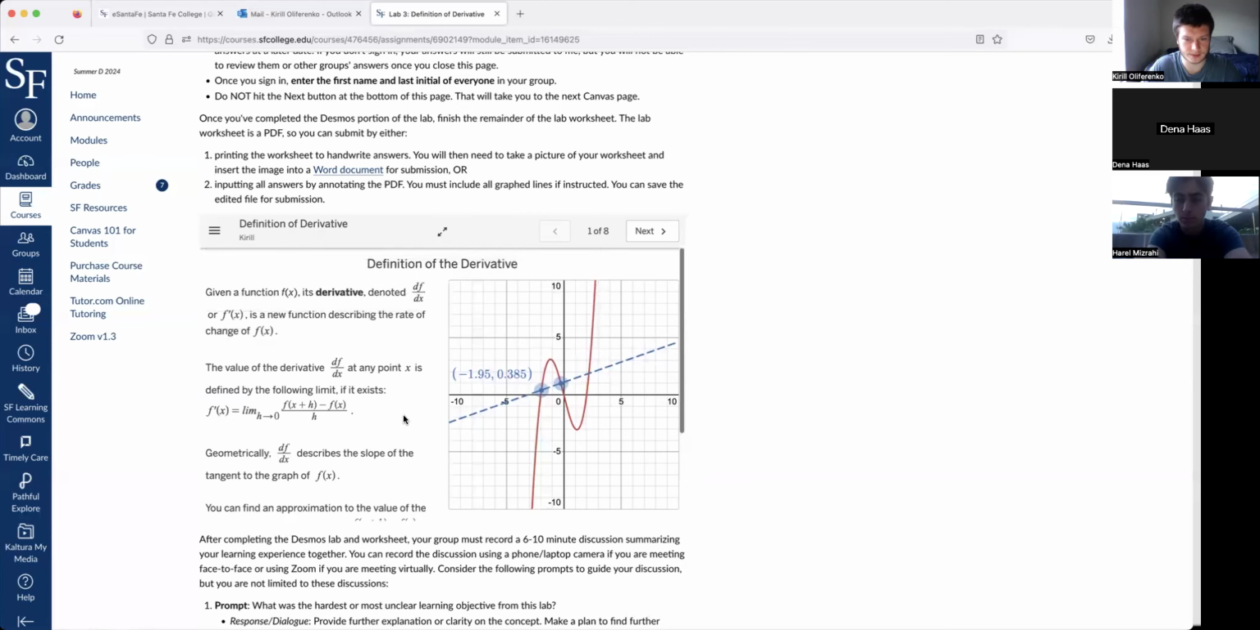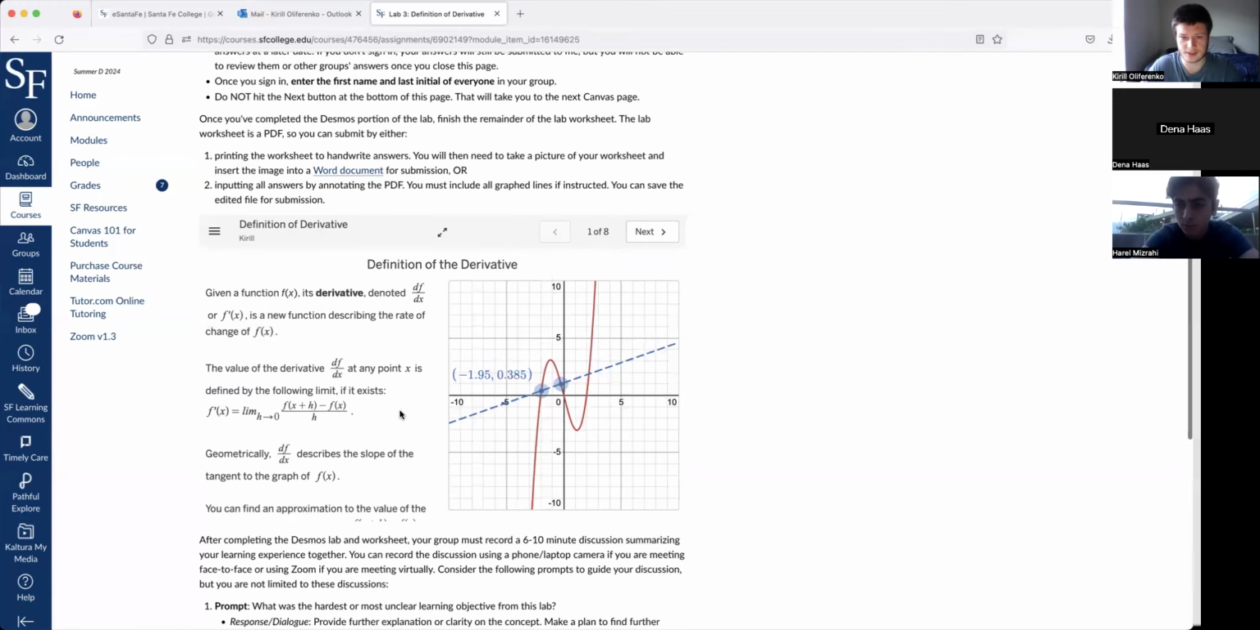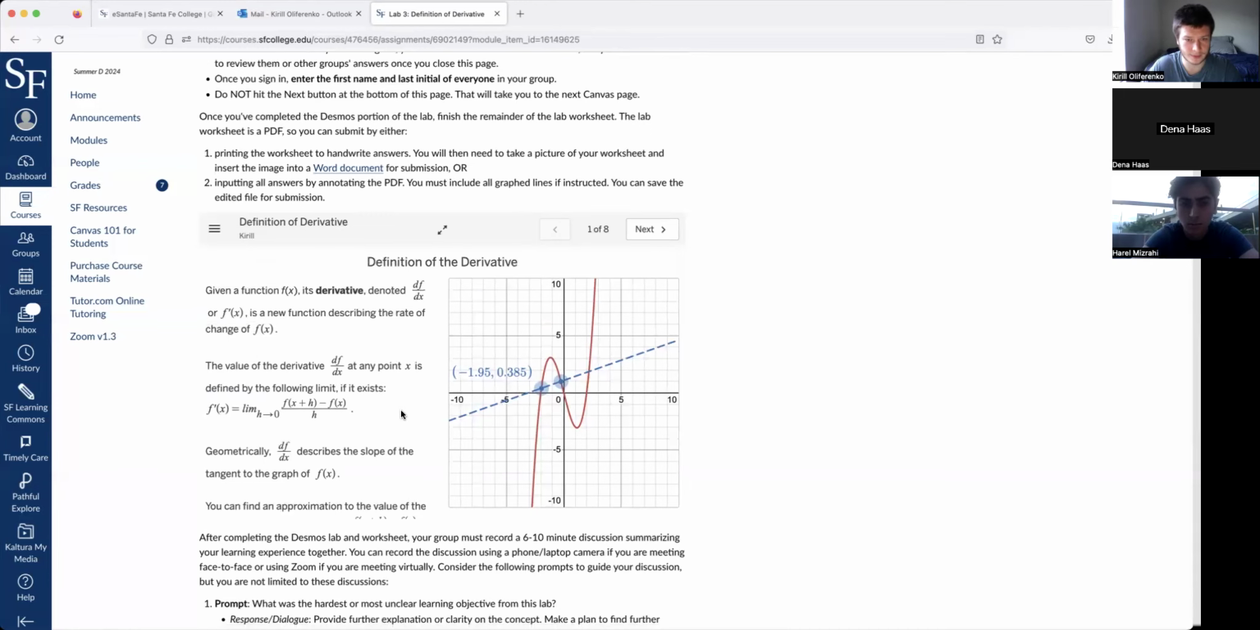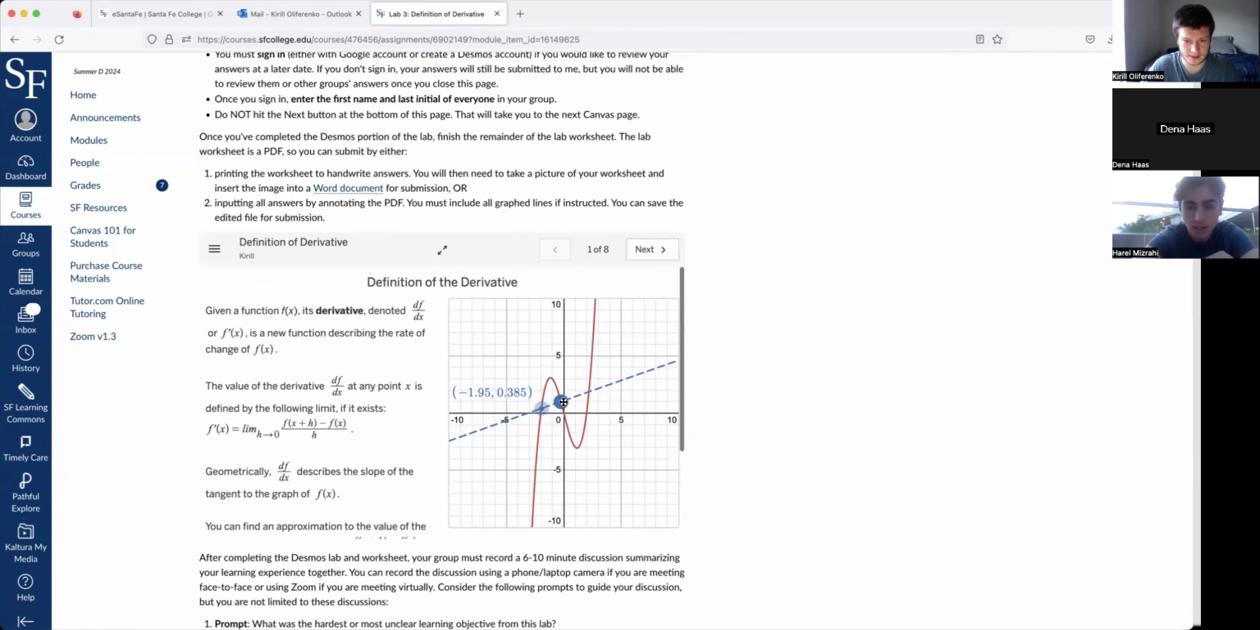I'll share the Desmos so you can all see clearly. Can everyone see my screen? Yes. Here's the line. It crosses through (-2, 0) and (0, 0). Can everyone see that? Yes.